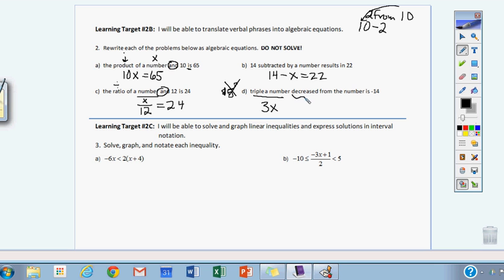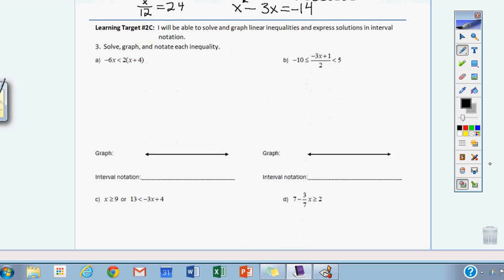But then here it is, decreased from the number. The number is x, so I got to subtract 3x actually from the number. So listen as I watch my pen as I read this. Triple a number, decreased from the number. That's the key word, from the number x. So that x right here actually has to go out first. And then we say is negative 14. No need to simplify, we're just writing the equations and moving on.